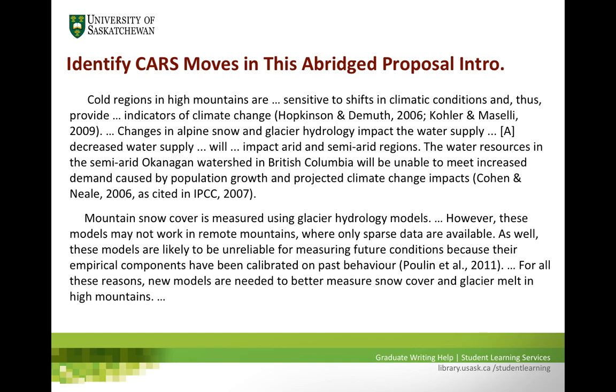Mountain snow cover is measured using glacier hydrology models. However, these models may not work in remote mountains where only sparse data are available. As well, these models are likely to be unreliable for measuring future conditions because their empirical components have been calibrated on past behavior. For all these reasons, new models are needed to better measure snow cover and glacier melt in high mountains. Well, the abridged introduction finishes on the next slide.